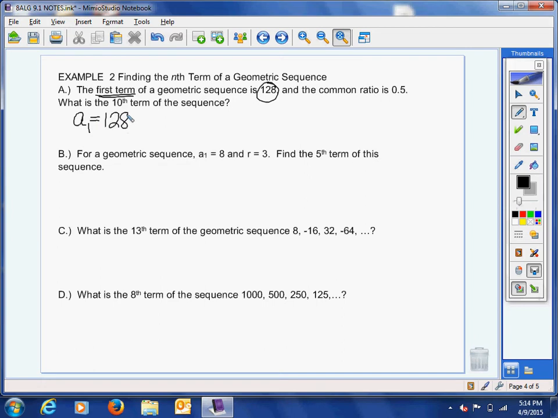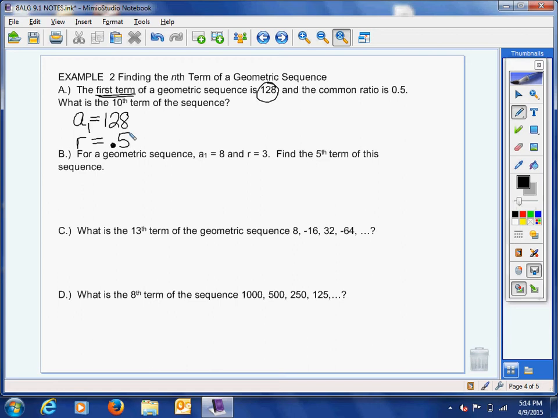Okay, so we're going to call that first term a sub 1 because that's what the formula says is the first term, a sub 1. And the common ratio is 0.5. So we're going to call common ratio r, okay? Because that's what the formula calls it. The formula calls it r.